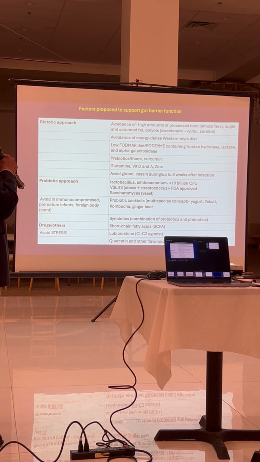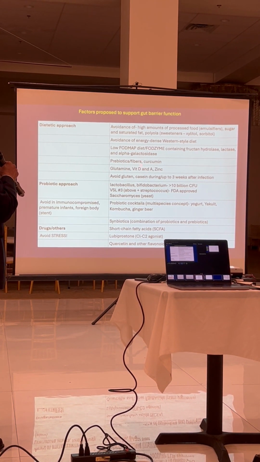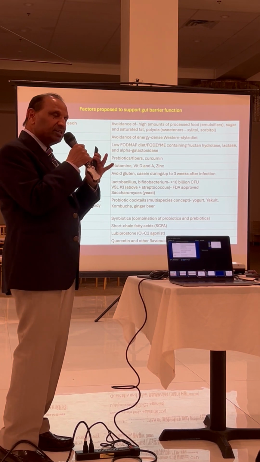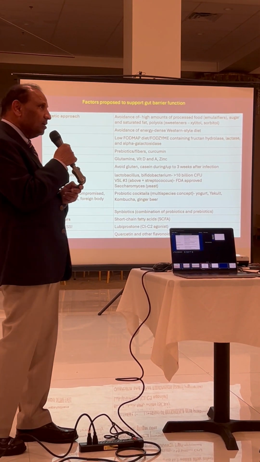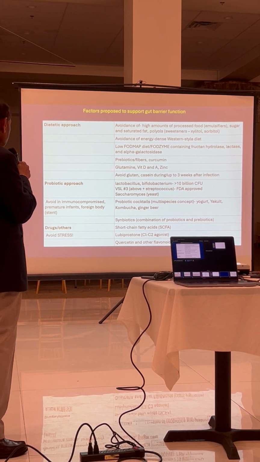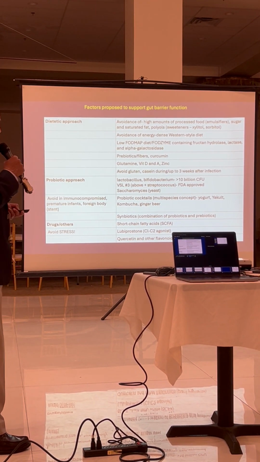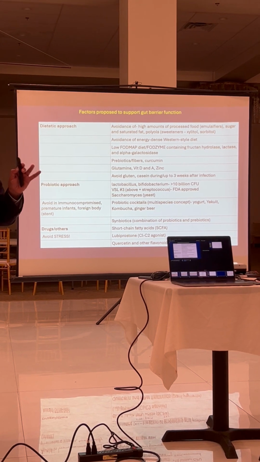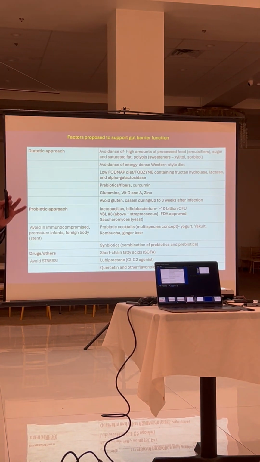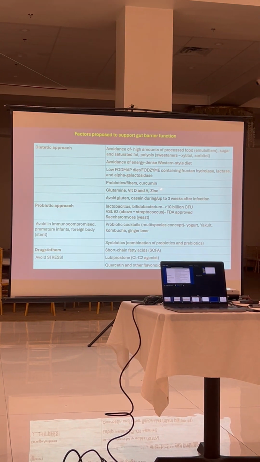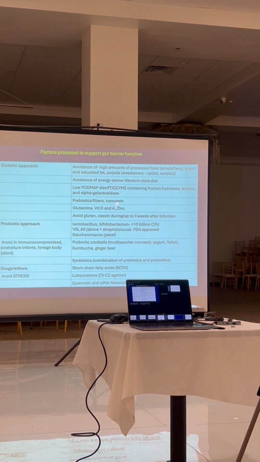Another thing is prebiotics, fiber, turmeric. That will help make the tight junctions tighter because of its effect on the actin. An important amino acid is glutamine. Glutamine is considered the source of protein for enterocytes, especially in the colon. Vitamin D, vitamin A, and zinc, these all are important for epithelial growth.